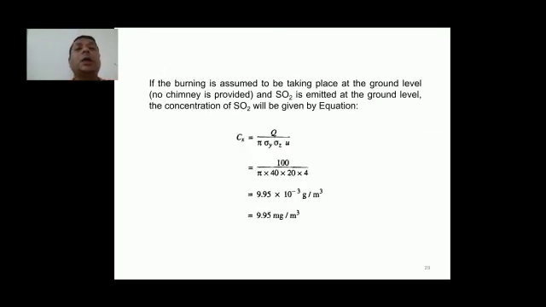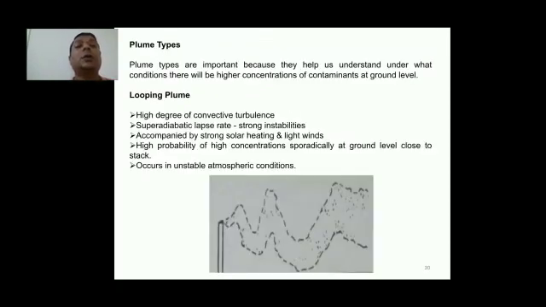If the burning is assumed to be taking place at the ground level, no chimney is provided and SO2 is emitted at the ground level, the concentration of SO2 will be given by the equation C(x) is equal to Q divided by pi sigma y sigma z into u, and we get the result 9.95 milligram per meter cube.